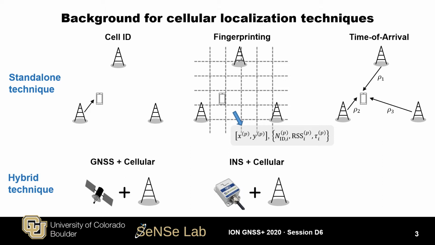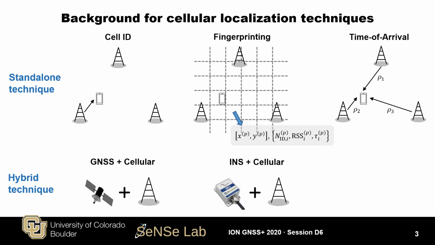Fingerprinting technique is popular for indoor areas, which explores a predetermined database of received cellular signal characteristics. The difficulty lies in the establishment and update of this database for a wide coverage area. Time of arrival technique is essentially a type of trilateration method, similar to GNSS. The insufficient number of measurements and severe multipath effects are the major threats to the accuracy of this technique.